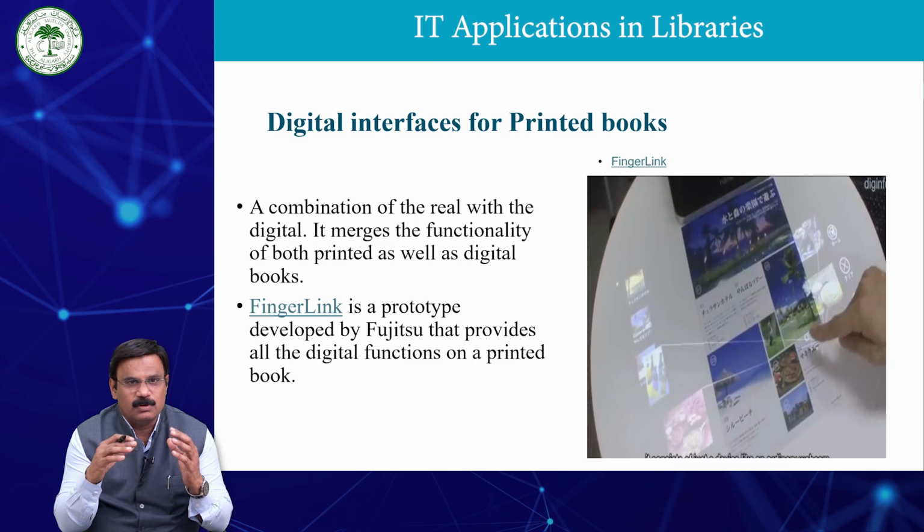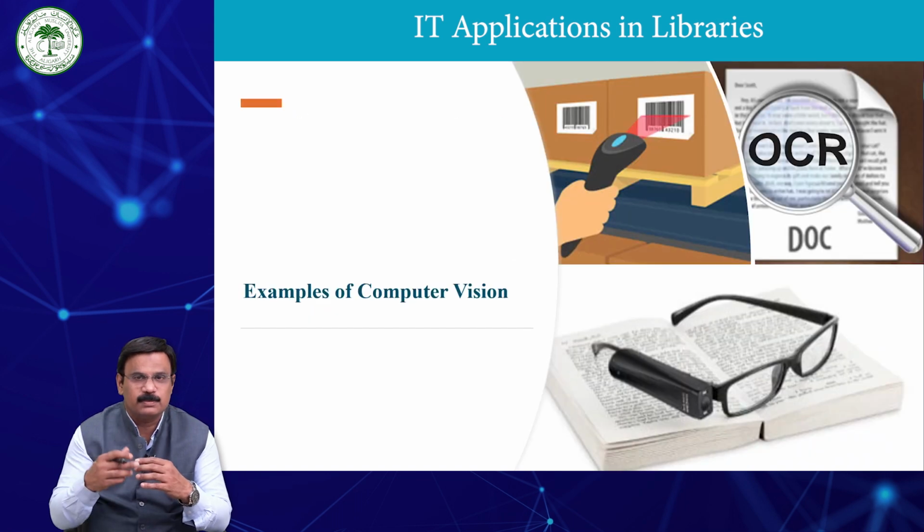Digital interfaces on printed books, it is a combination of real with the digital. It merges the functionality of both the printed as well as the digital books. For example, this FingerLink is a prototype developed by Fujitsu that provides all the digital functions on a printed book. That means if you have the printed book and you keep it on a digital interface, it will turn into hypertext content or a hypertext page.